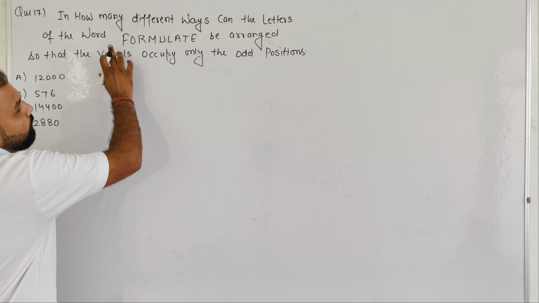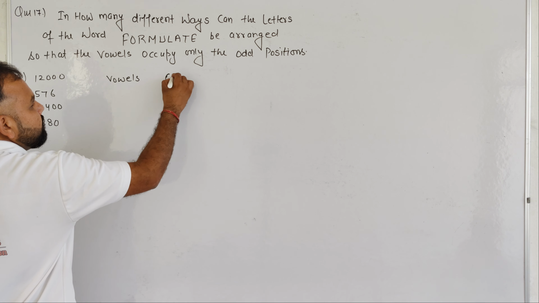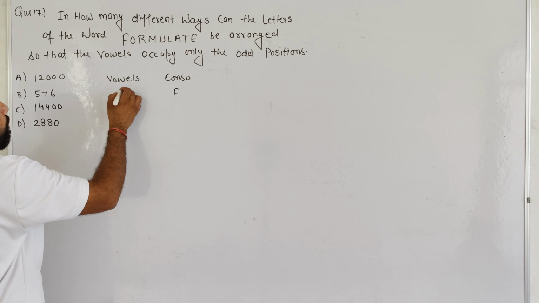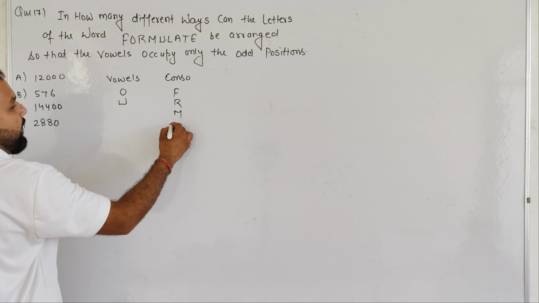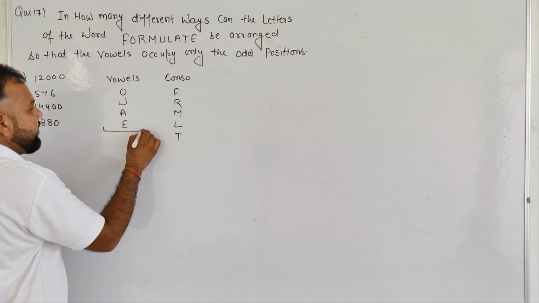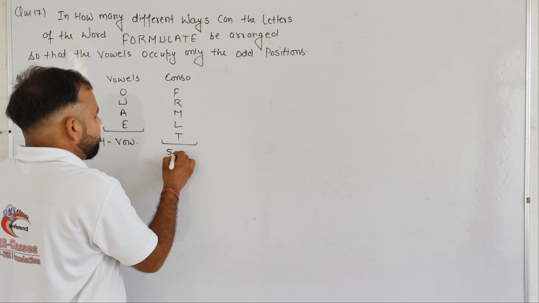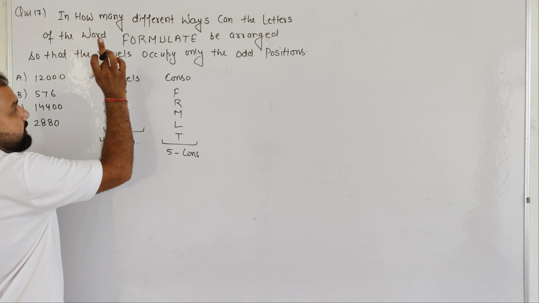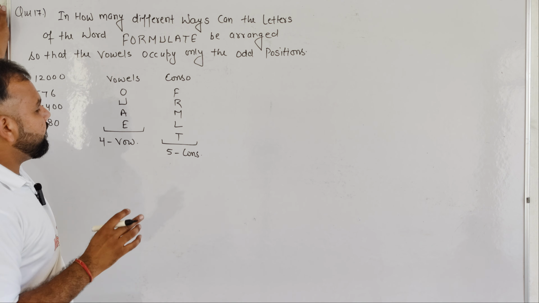So basically student, in the word, I am going to separate out vowels and consonants. So F is a consonant, O is a vowel, R is a consonant, M is also a consonant, U is a vowel, L, A, T and E. So student, we can say that there are exactly 4 vowels present, and there are exactly 5 consonants present. So the total number of letters in formulate is 9, exactly 9 letters in the word formulate.